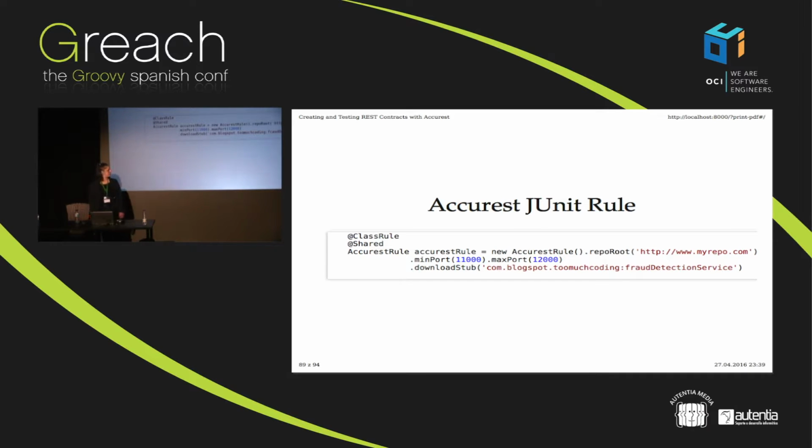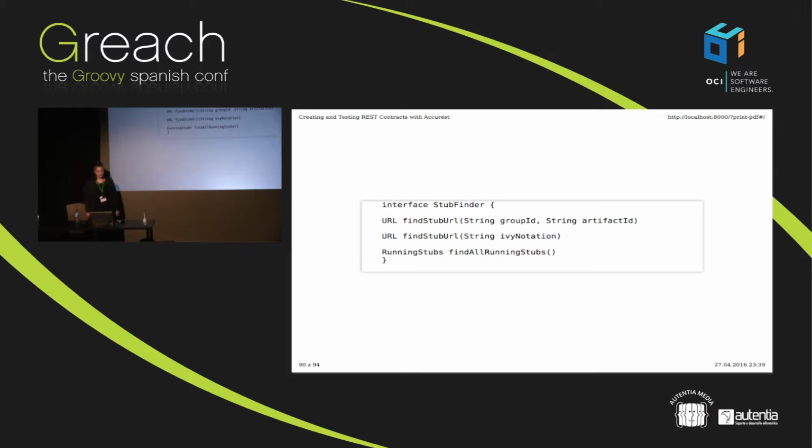So what will happen if you put this rule is that the stubs for the artifact with the ID or the Ivy notation specified will be automatically downloaded from that repository. WireMock instances will be launched, and any test can be now run against those stubs. Also, the JUnit Accurest rule implements the StubFinder interface. This is what it looks like, and it allows us to get the actual URL on which we can get the particular stub, and also get all running URLs, all running stubs.